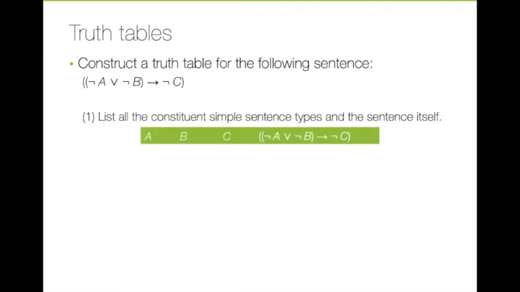Remember from the previous video that the first step in constructing a truth table is to list all the sentence letters and the complex sentence itself to get the columns of our table. So if we look through the sentence we're interested in, we see our three simple sentence letters: A, B, and C. Those will be the first three columns of our table, and the last column is the complex sentence itself.